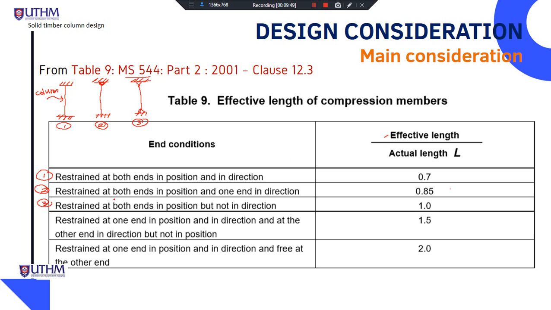Next end condition is number 4. So this is case number 4: restraint at one end in position and in direction, and at the other end in direction but not in position. So this is the column. One end is fixed.